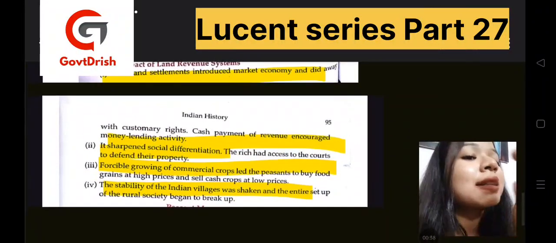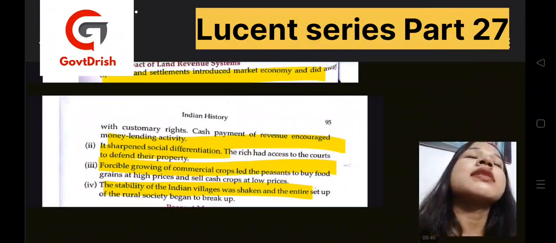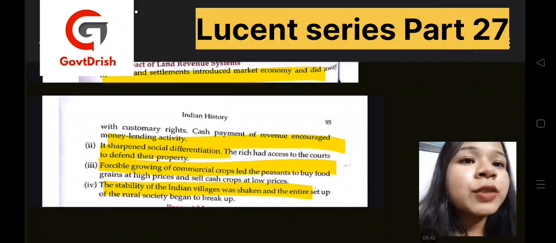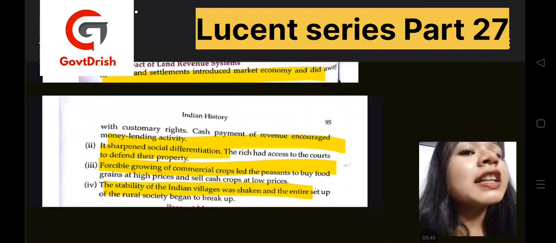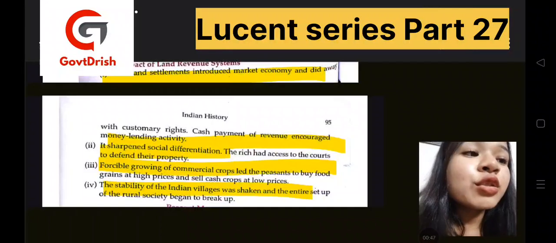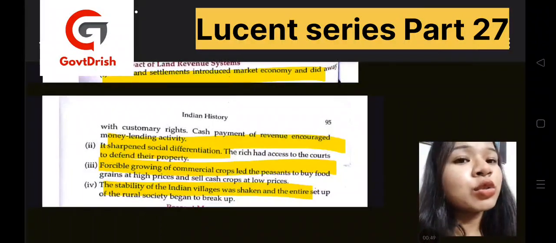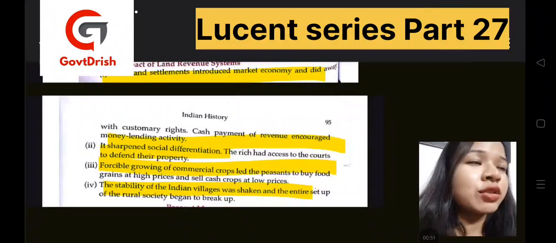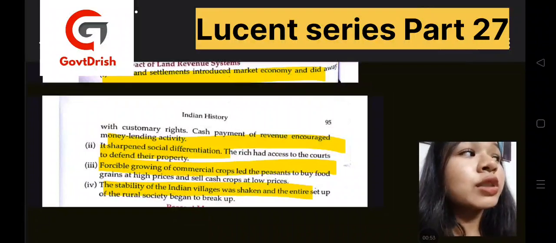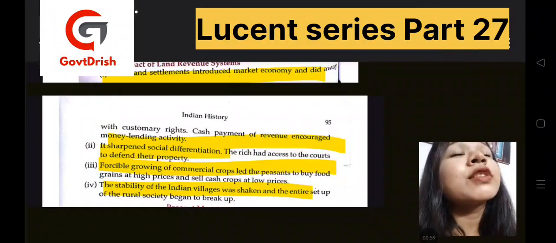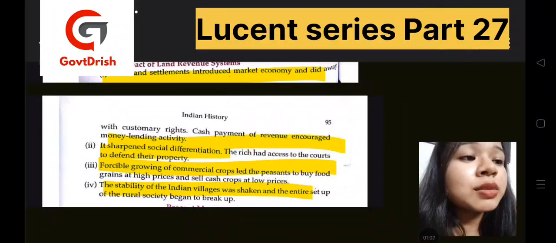Now, what impact did these systems have on the revenue system? So first was that these settlements introduced a market economy and did away with the customary rights. Cash payment came, and due to the cash payment instead of land payments, money lending activity also came into existence, but it left social discrimination at its peak.